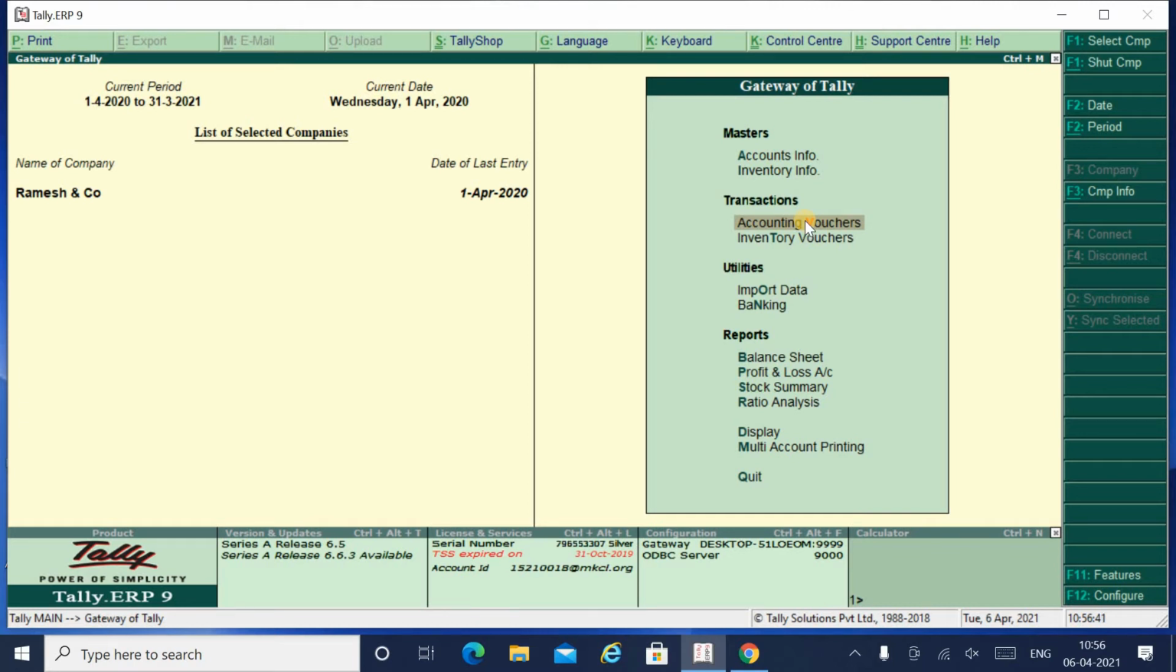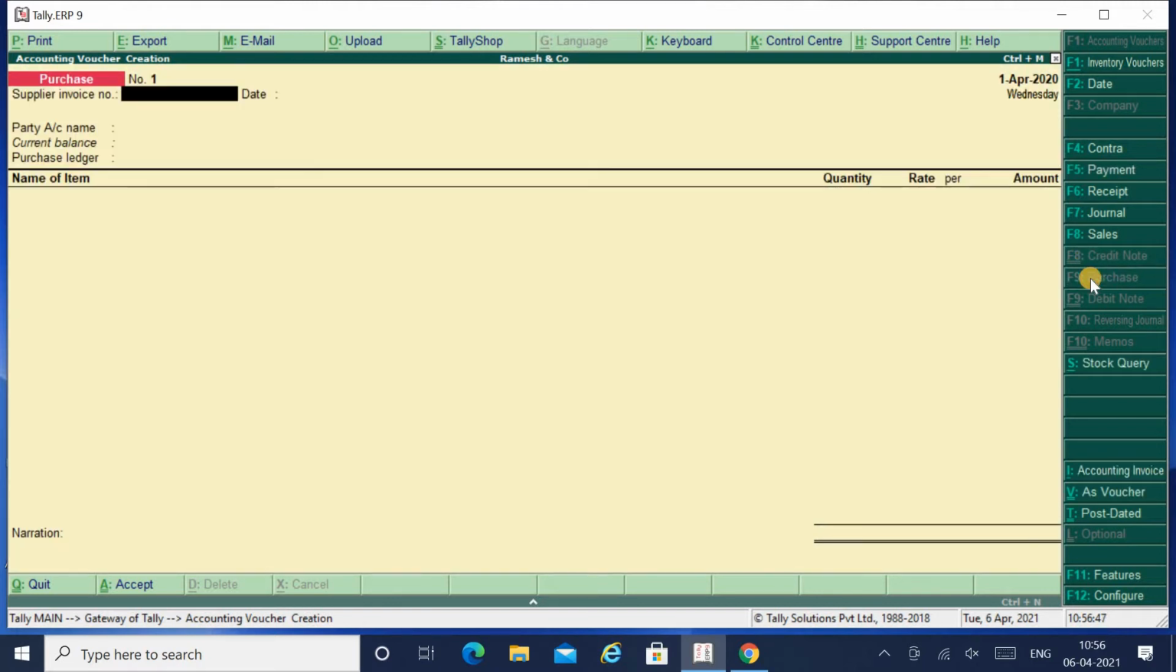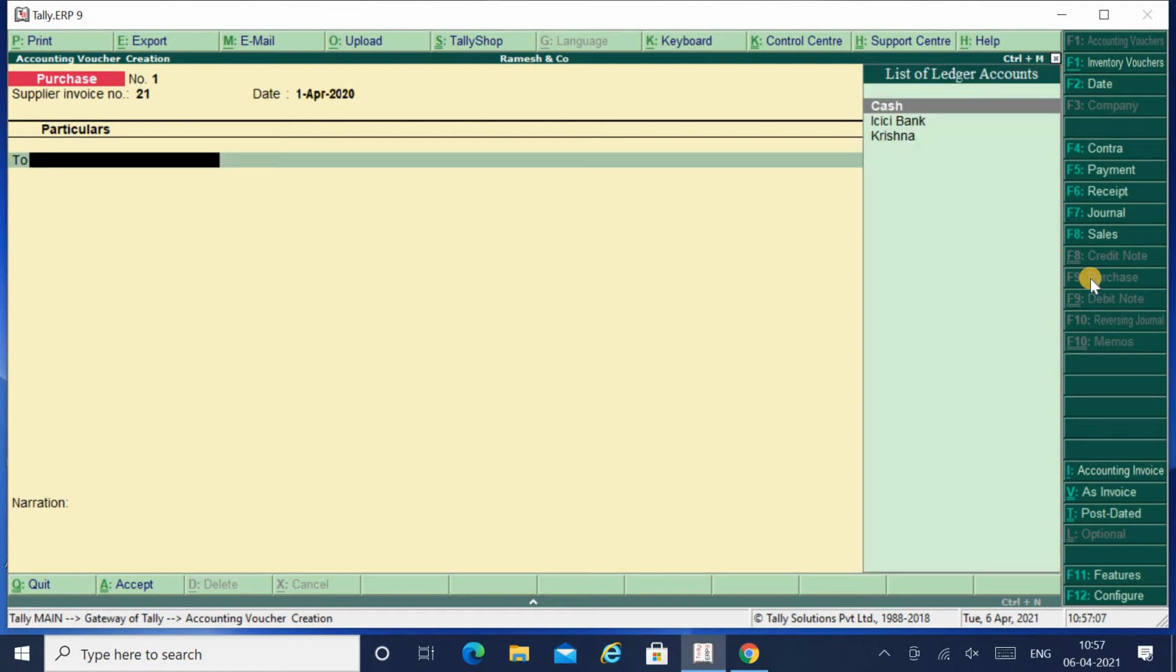First of all, go to accounting vouchers. The key for making a purchase entry is F9. So you have to press F9. And now I will be explaining this transaction in voucher method. So for shifting to voucher method, press Ctrl plus V. Here you will find the voucher method. Now the supplier invoice number, we will assume it as 21. The date will be 1st April.